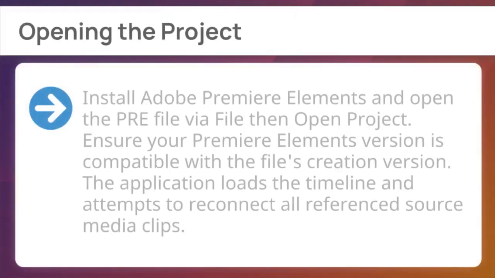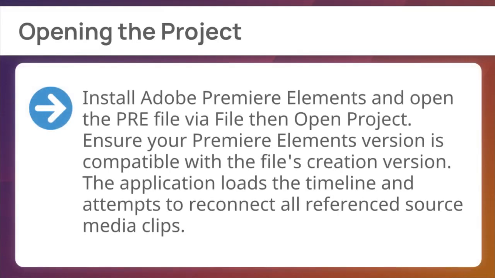First, opening the project. Install Adobe Premiere Elements and open the PRE file via File, then Open Project. Ensure your Premiere Elements version is compatible with the file's creation version. The application loads the timeline and attempts to reconnect all referenced source media clips.